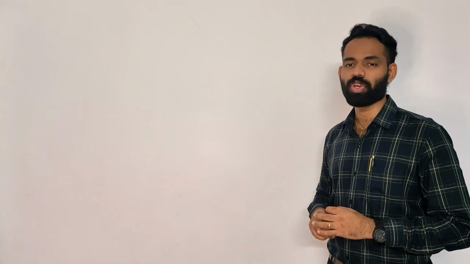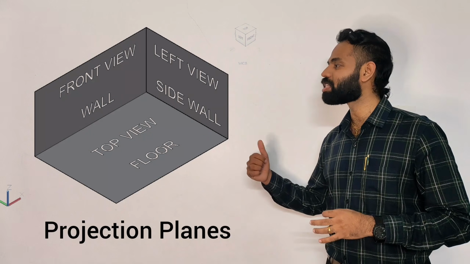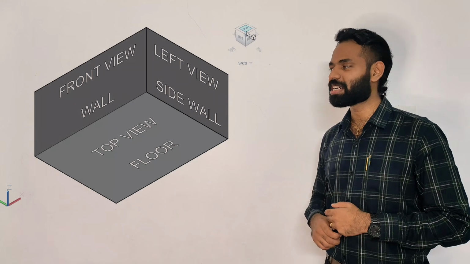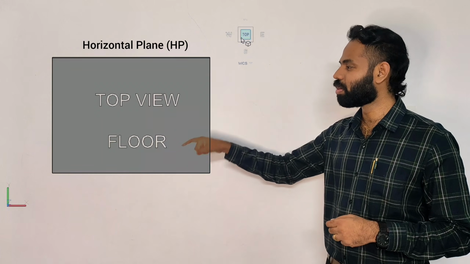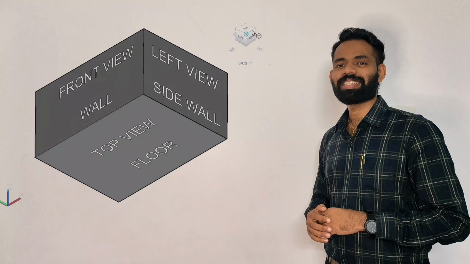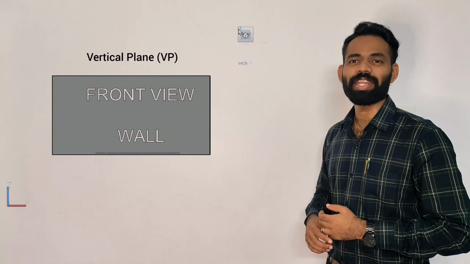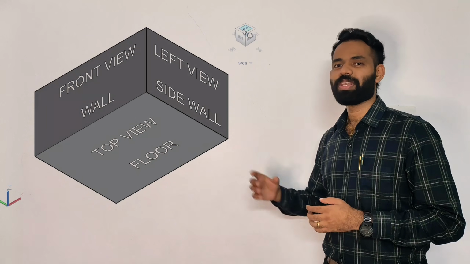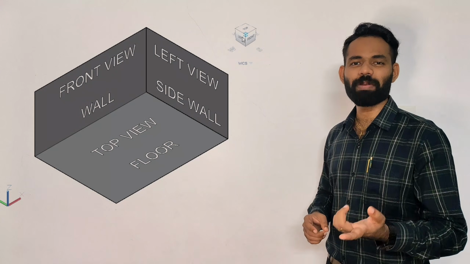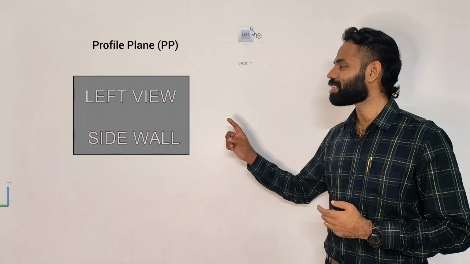To understand the orthographic projection, we also need to know about the principal planes of projection. There are three important planes: the vertical plane, the horizontal plane, and the profile plane or the side plane. As the name suggests, the vertical plane is used to obtain the front view. The horizontal plane is used to obtain the top view, and the profile plane is used to obtain the side view.